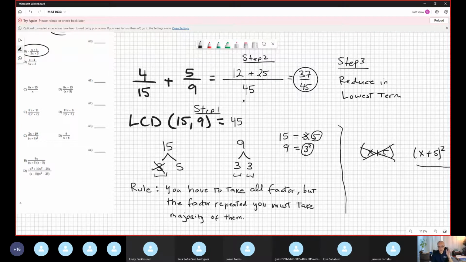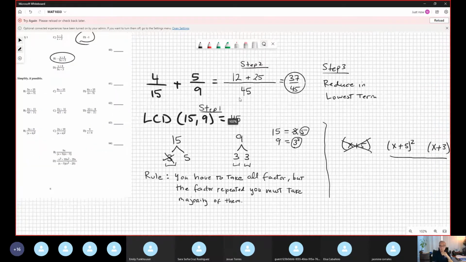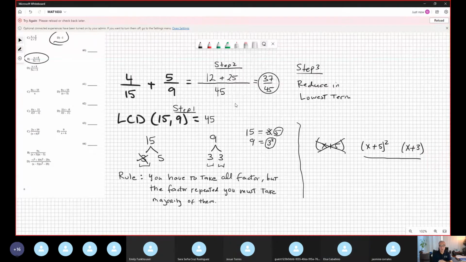Well, in this case, impossible, because 37 is prime, 45, no. 45 is divisible by 5, by 3. In this case, there is no common factor. So don't confuse a common factor and least common denominator. It's a different idea. Are you ready? Are you clear? Sure? Yes. So let's move on to an example.